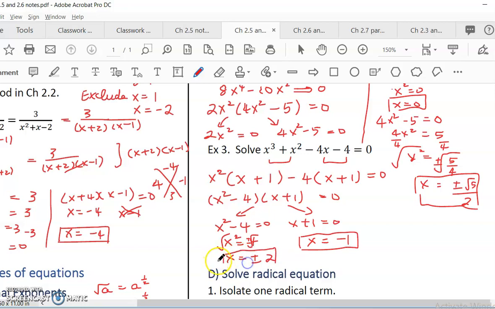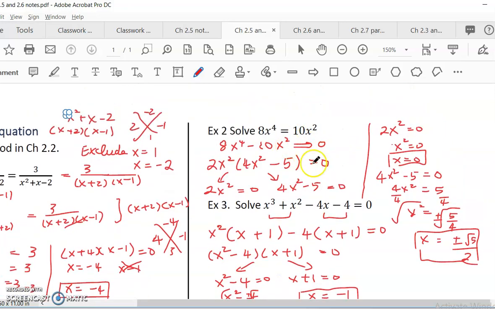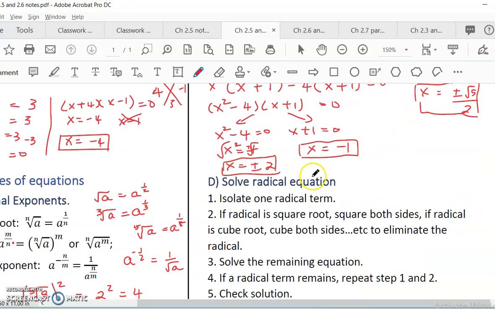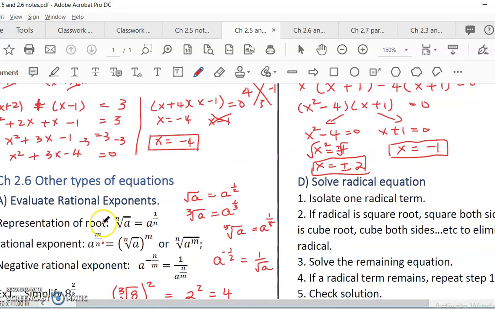Whenever you see an x cubed and if it has 4 terms, grouping would work. And for other polynomials, if it has 2 terms, a lot of times factoring would work. Okay, so that's how you solve a polynomial equation and also solve an equation that has rational exponent.